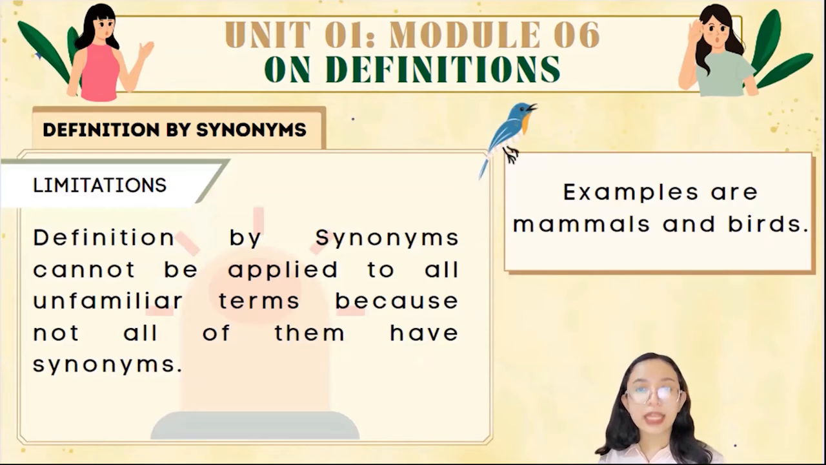So at this point, you may have an idea that the definition by synonym is not the best way to define a term. And if your answer is that not all terms have synonyms, then you are correct. An example of such terms are the words mammals and birds. We don't have any synonyms for such terms, and we must take note that even if words have synonyms, there are still differences in their meanings or definitions, like in terms of degree.